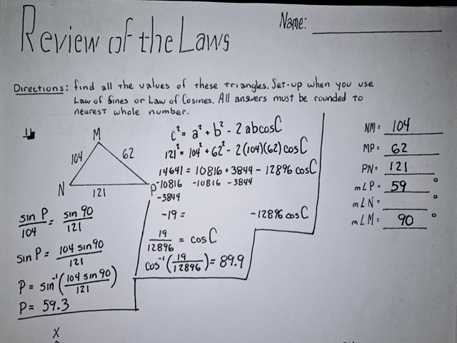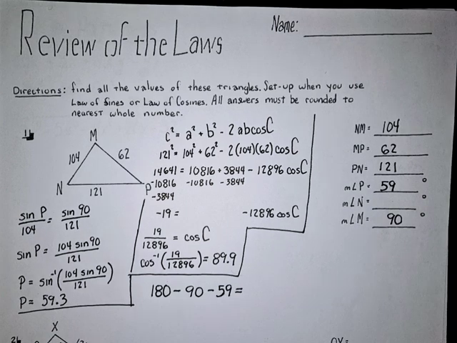To find the last angle, we're going to take 180 and subtract the other two angles, 90 and 59. That's because 180 degrees is the sum of all three angles of any triangle. This is where I figure out that I did not save all the rest of the slides. 180 minus 90 minus 59 is 31 degrees, and we will put that in as the measurement of angle N.